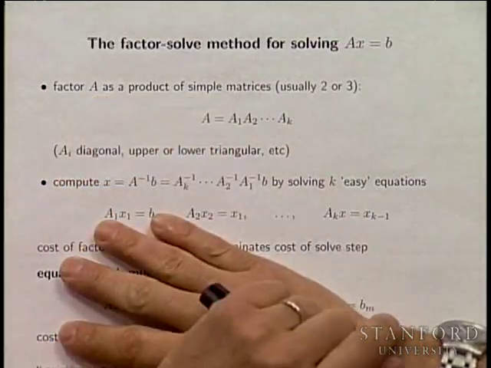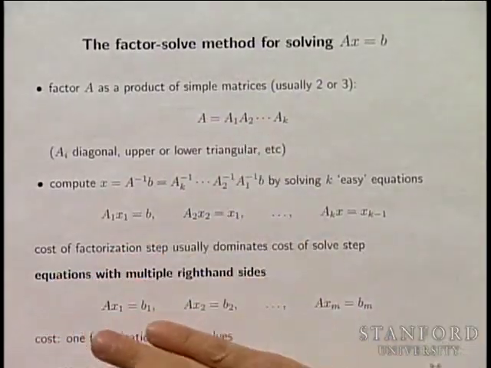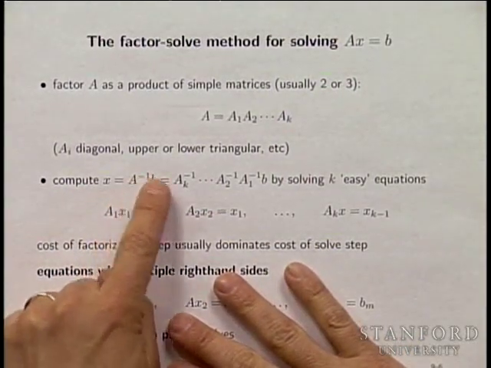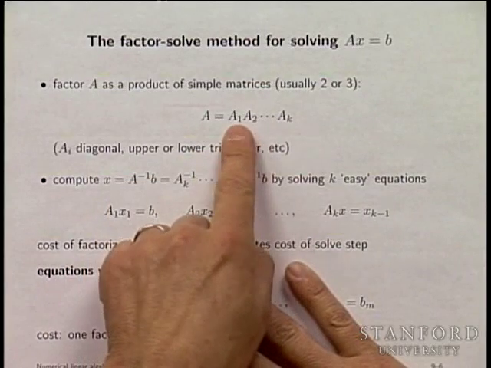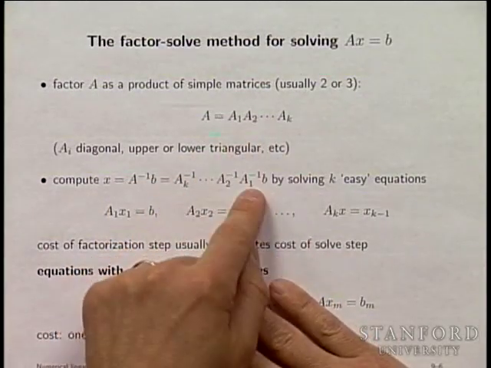So, okay. Now I can tell you about the big picture of how you solve AX equals B. Well, the general scheme is this. You take the matrix A and you factor it as a product of simple matrices. These could be diagonal, permutations, orthogonal, upper triangular, lower triangular, block upper triangular, these kinds of things. So you factor it this way. And then you compute A inverse B as the product of these inverses in reverse order, like that. Okay? You multiply by B.